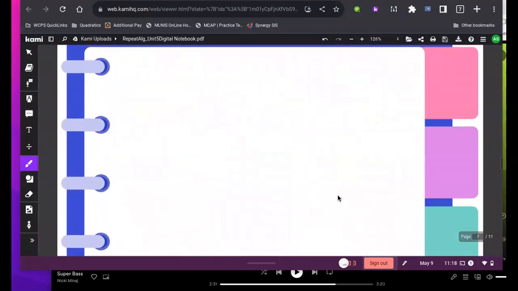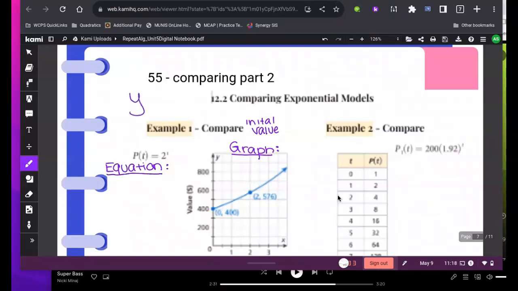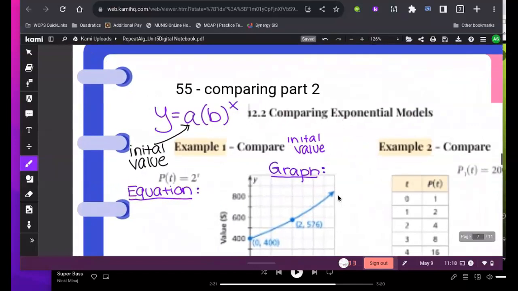which, if we remember from yesterday, our exponential model is y equals a times b to the x power. And we can label that a, that is our initial value. So we're going to be finding the a value of our equation and the a value of our graph.